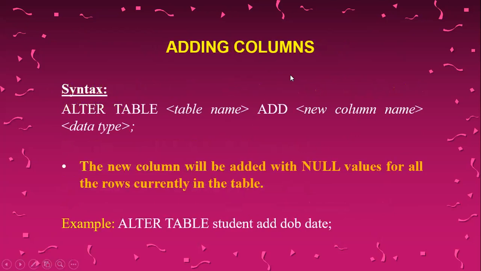The first option is adding columns. For that the syntax is: alter table, table name, add, the name of the new column and its data type. This new column will be added with null values for all the existing rows currently available in the table. Suppose I just want to add the date of birth column, DOB, to the student table. How will I do it? Alter table student add DOB, and its data type is date.